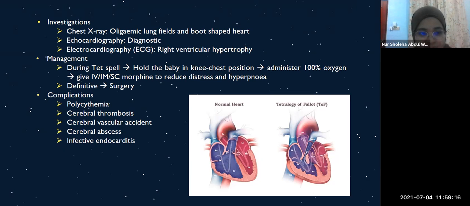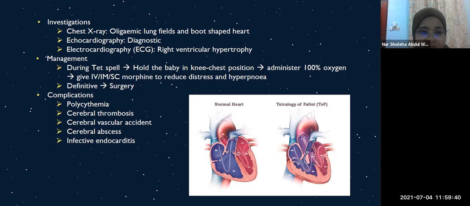There are several complications of tetralogy of Fallot. The first one is polycythemia, and in this case, maybe the patient is having polycythemia because there is a slight increase in hematocrit level. The second complication is cerebral thrombosis. Next, cerebrovascular accident, cerebral abscess, and infective endocarditis.